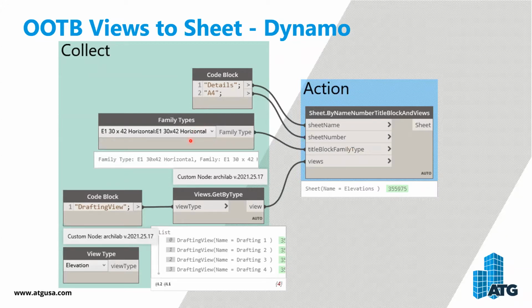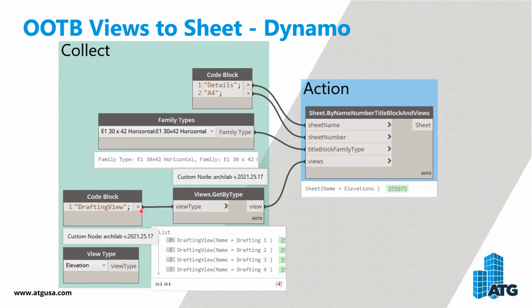So in this example, we're using a 30 by 42 horizontal title block. After that, I am using a custom node from the Archilab package to get views by type. I can input a string, or there's also a drop down for you to utilize that will give you the same exact result. Either one works in this situation. I wanted to showcase that to you.